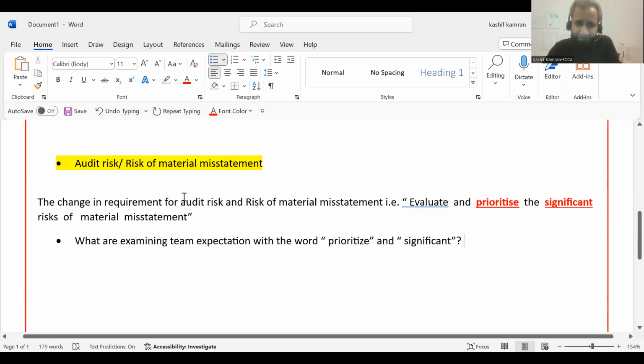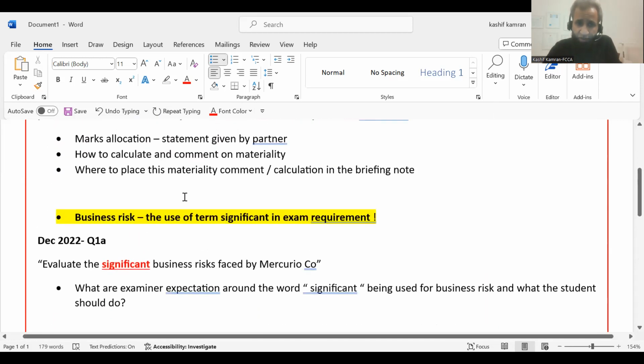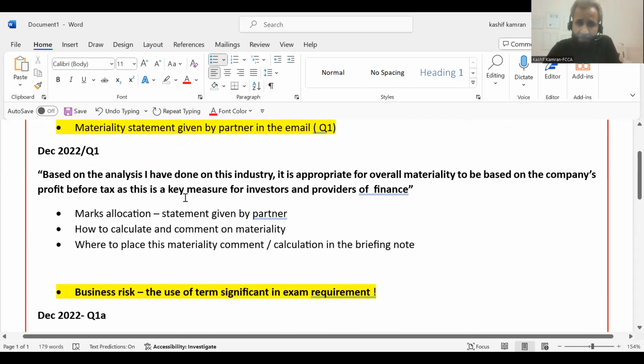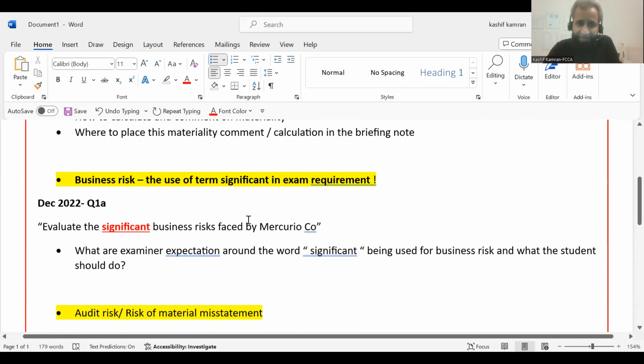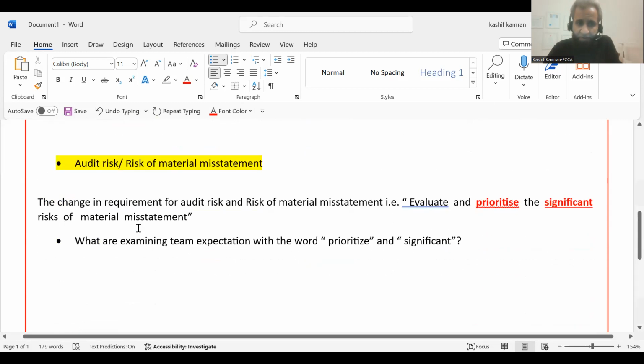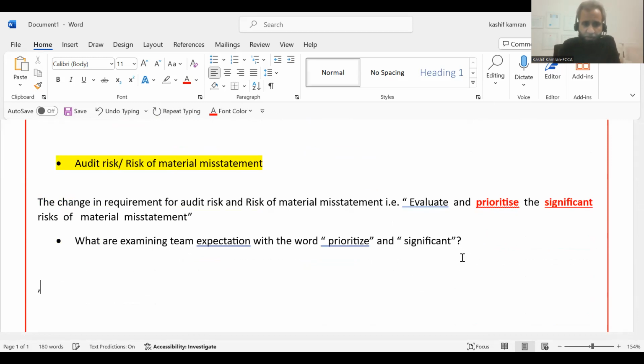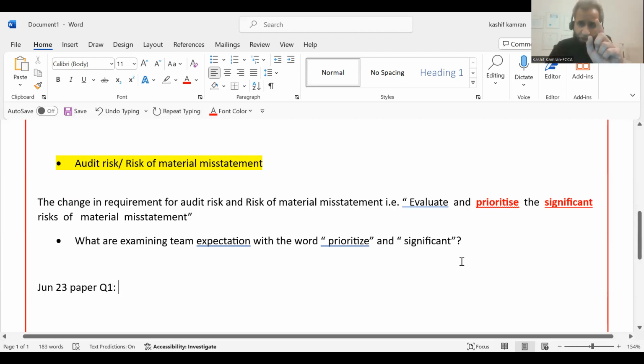So 3 changes on your screen so far. One around the materiality statement by the partner in question number 1. Then secondly, the business risk, where the word significant has come in, and then the words prioritize and significant have come in audit risk and ROM. So these are changes which are important. Now moving on to another question, which is the June 23 paper. In the June 23 paper, question number 1, we get the last of the changes. So the first change is the way you calculate and comment on the materiality through the statement of the partner in the email.